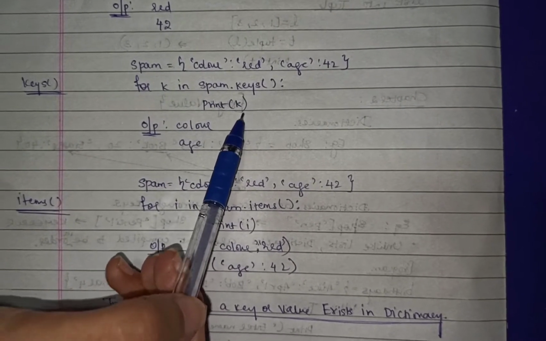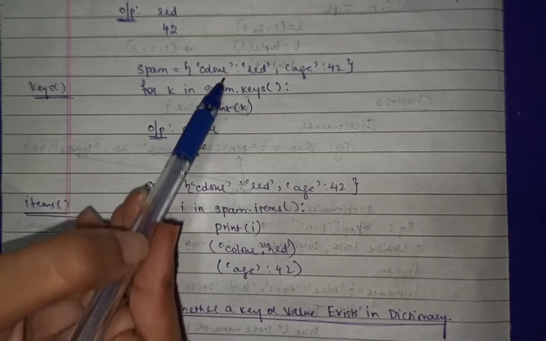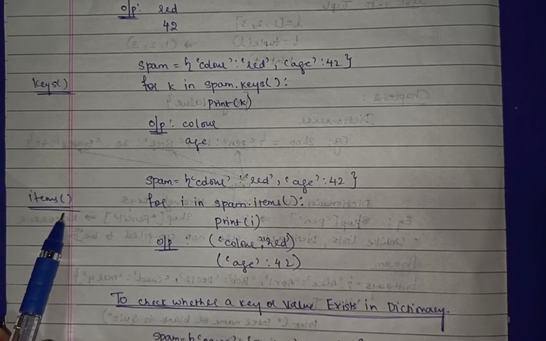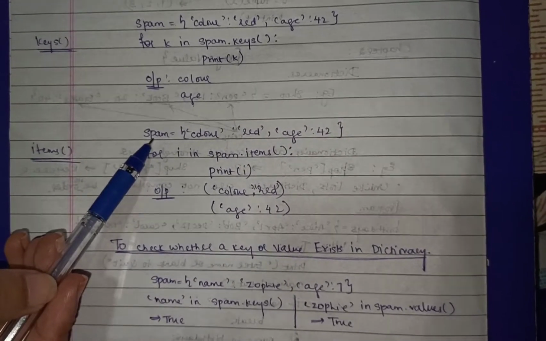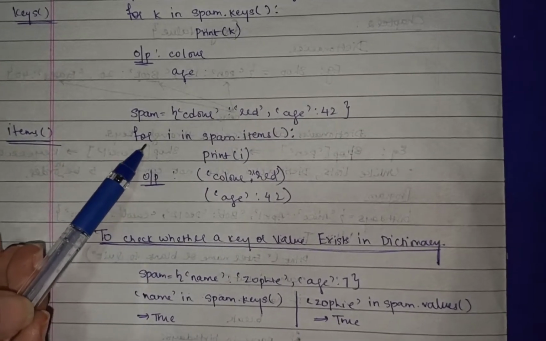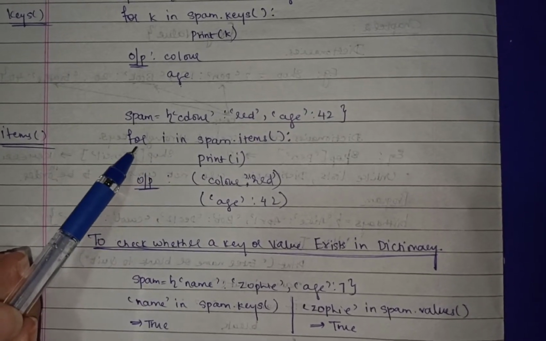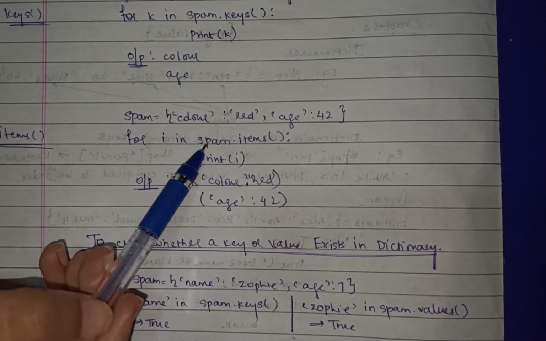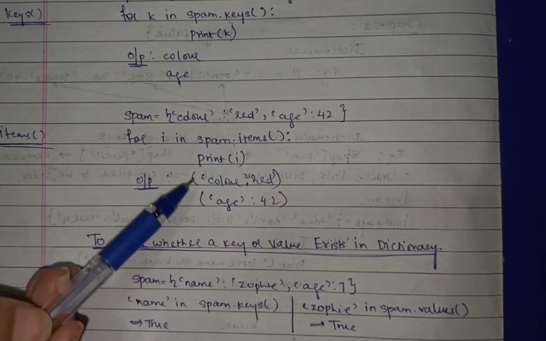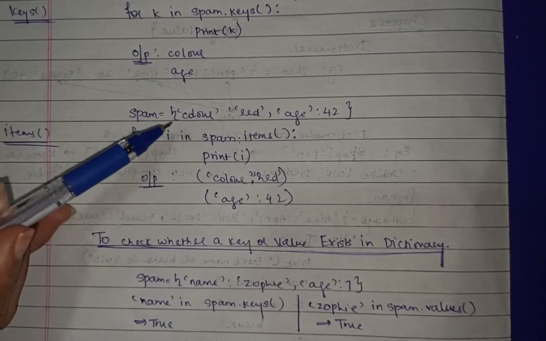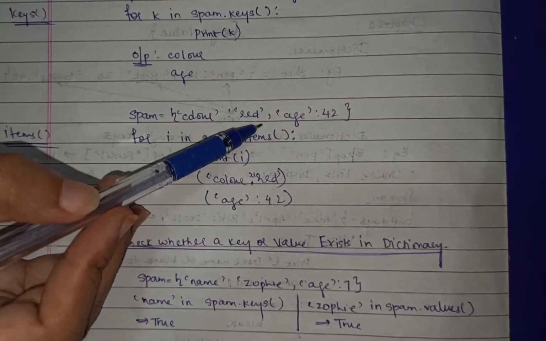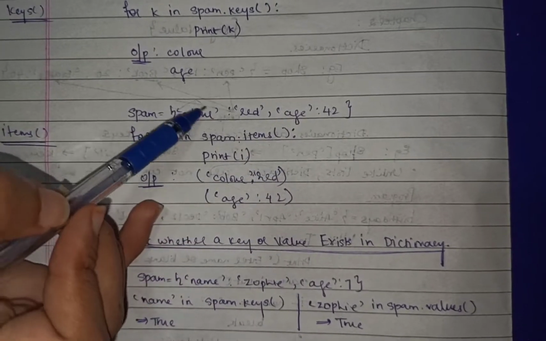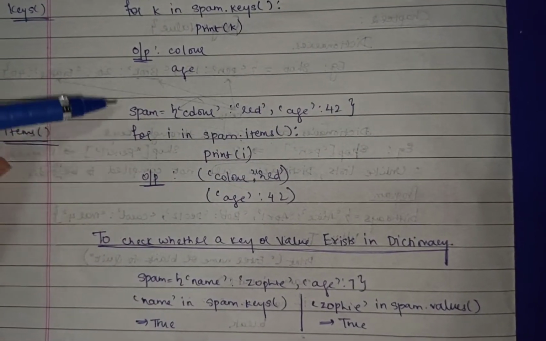So here the key value is color and age, that will be printed. Now coming to the next method, that is the items. In items, again the same dictionary is used, and you'll use a for loop, that is for i in spam.items. You'll use the items method with the dictionary name, that is spam.items, and it will print i, and this will print the whole item, including the key-value pair, for each of the key-value pairs present in the dictionary. So these are the methods that are present in the dictionary.